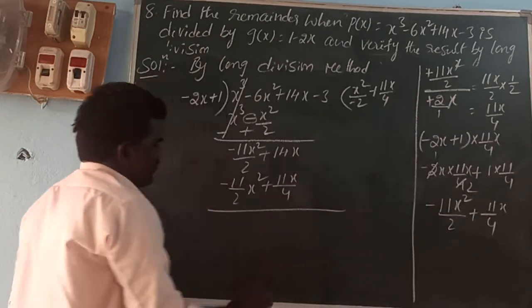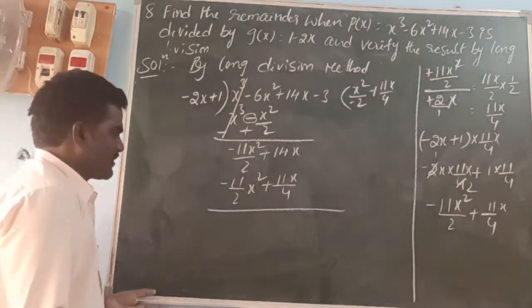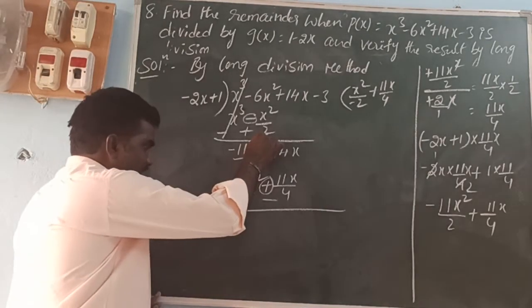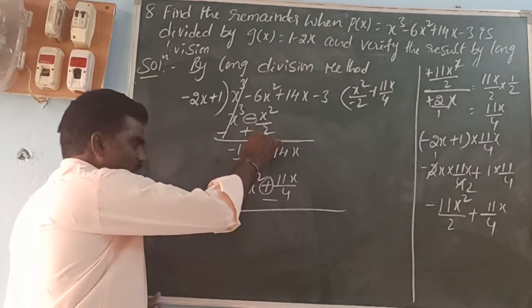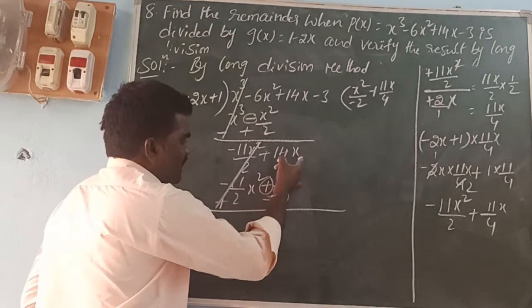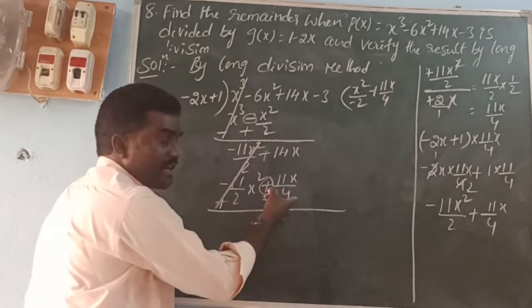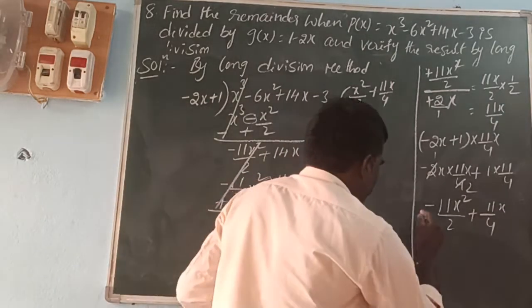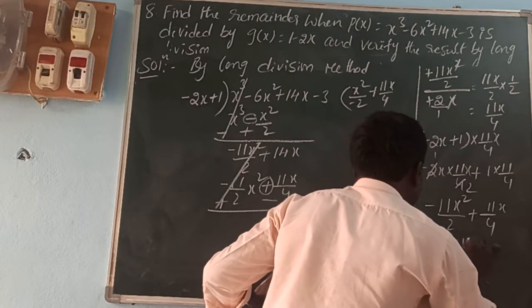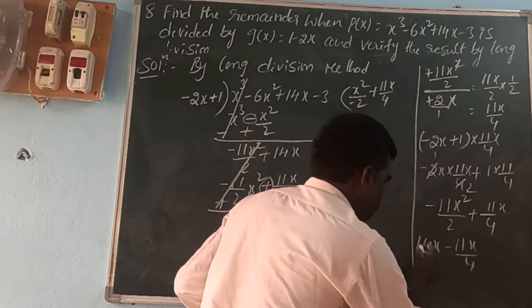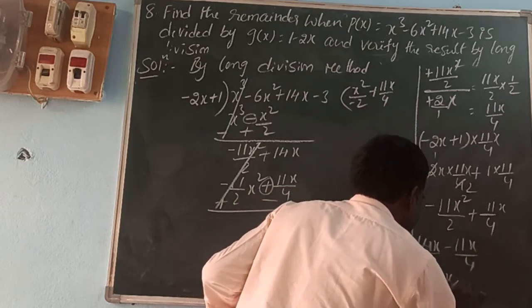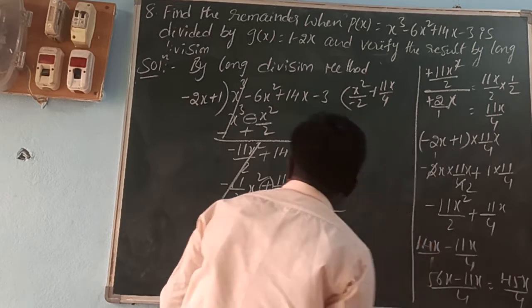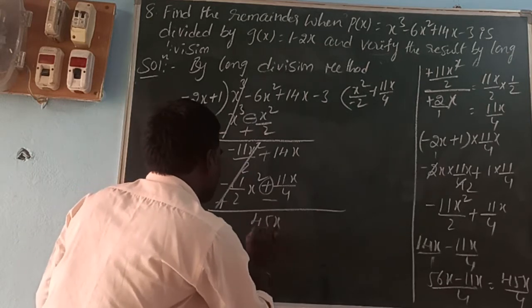Okay. Division is nothing but subtract. When you subtract, the signs change. Minus will become plus, plus will become minus. So minus 11x square by 2 plus 11x square by 2 cancel. What is remaining? 14x minus 11x by 4. These two are like terms. Okay, but their coefficients are different here. 14 here, 11 by 4. So here 14x minus 11x by 4. So we can write as over 1. 14 times 4 is 56x minus 11x by 4. That is equal to 45x by 4. So that is 45x by 4.